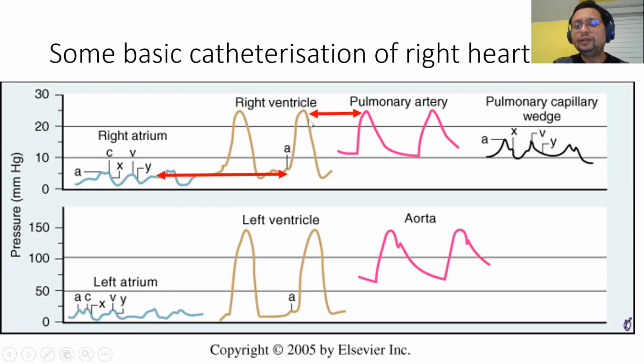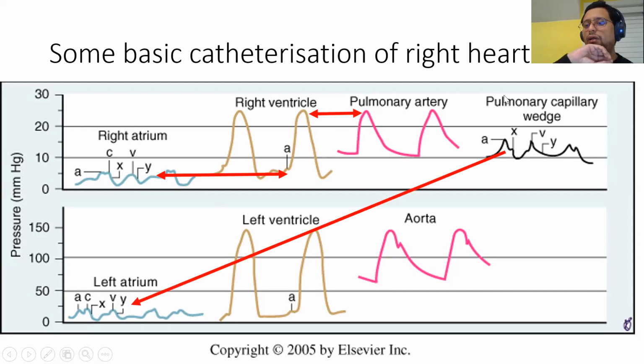And you can see that the right ventricular systolic pressure approximates pulmonary artery systolic pressure in the absence of pulmonary stenosis. Now, if you then go and wedge, you push your Swan-Ganz all the way in and wedge the pulmonary, you actually will get the left atrial pressure. Remember, the left also has its own A, C, X, V, and Y.